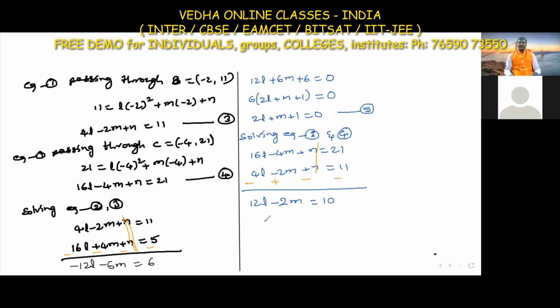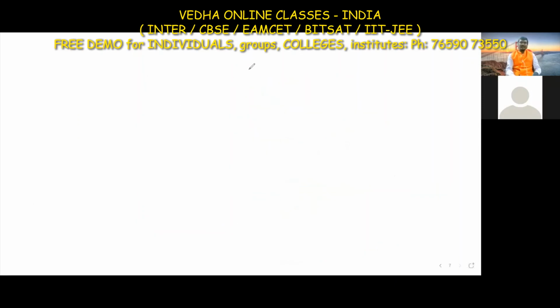Send the 10 to the left side, then 12L minus 2M minus 10 is equal to 0. Take 2 common: 2 sixes are 12, 2 ones are 2, 2 fives are 10, is equal to 0. That means 6L minus M minus 5 equals 0. This is equation number 6. Now we have to solve equations 5 and 6.